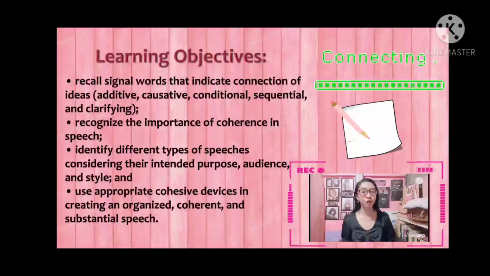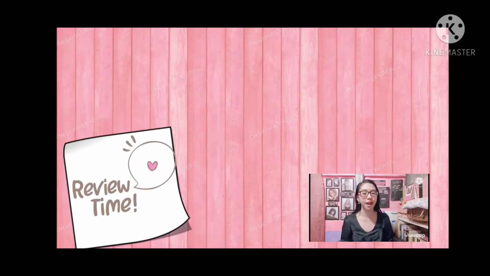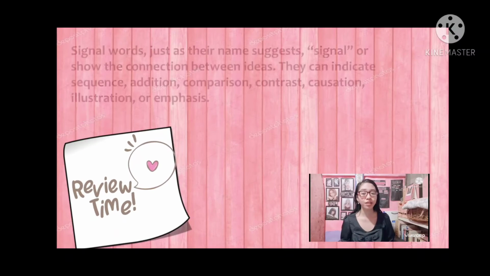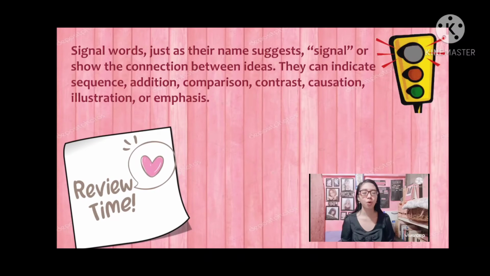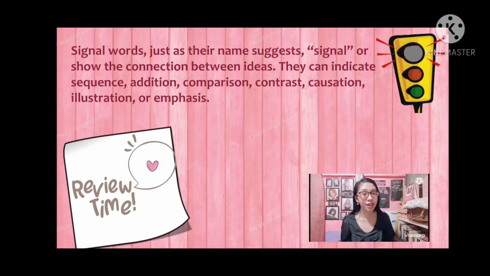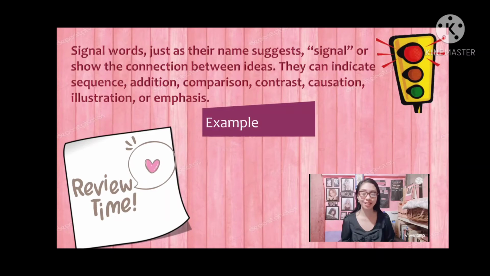In the previous quarter, you studied the different types and functions of signal words in a composition. Signal words, just as their name suggests, signal or show the connection between ideas. They can indicate sequence, addition, comparison, contrast, causation, illustration, or emphasis. Check out this example.